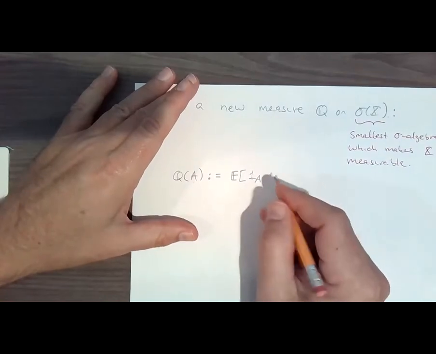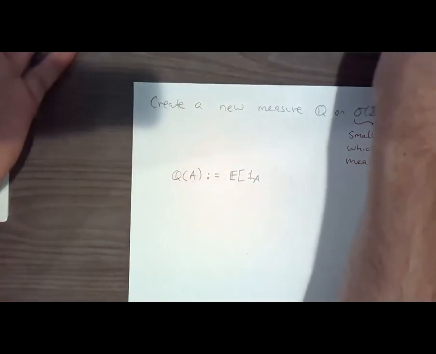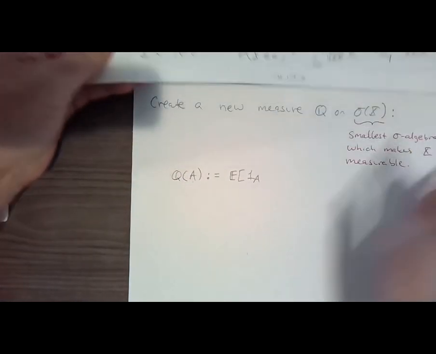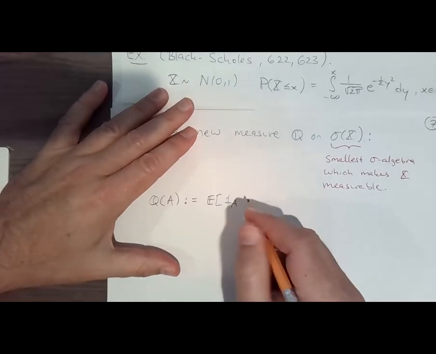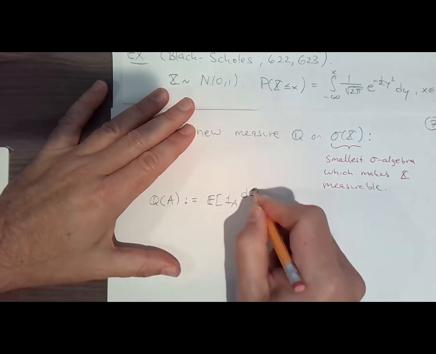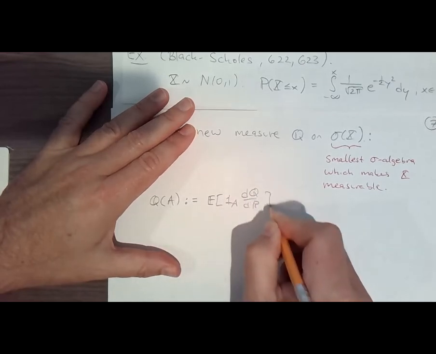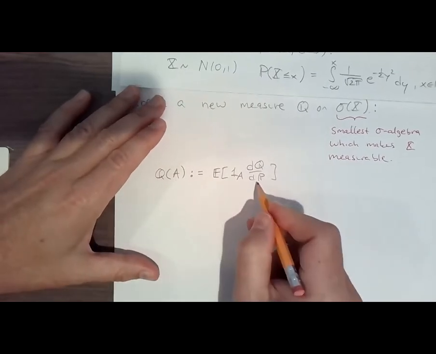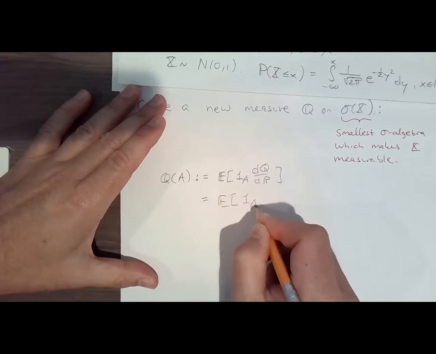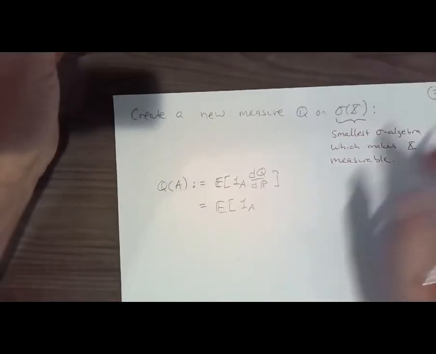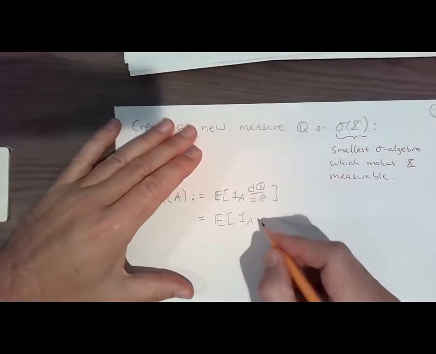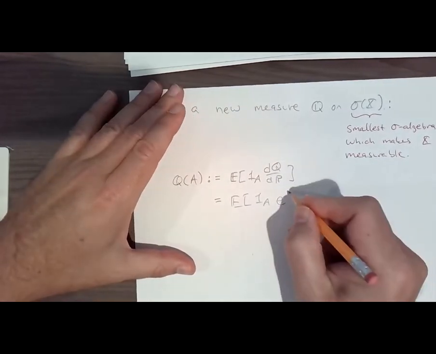I'm going to put something else in here, and the thing I'm going to put in depends upon X, a normally distributed random variable. I want to put in a dQ dP. What should it be? It has to be a positive random variable. That's one of the requirements, and it has to have expectation 1. So what I want to do is put in e to the x.